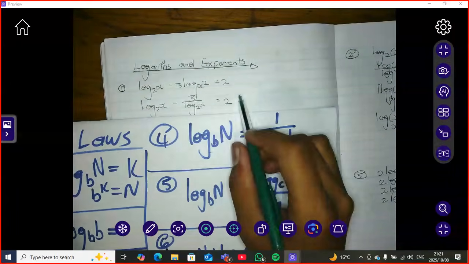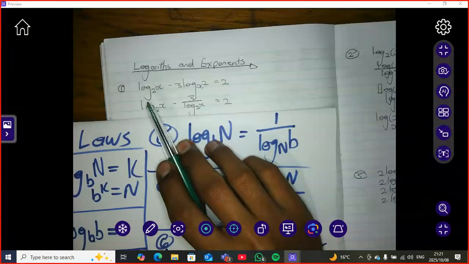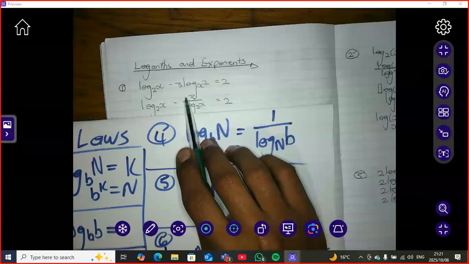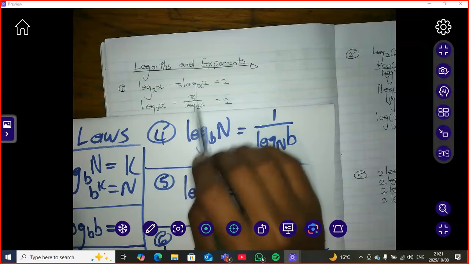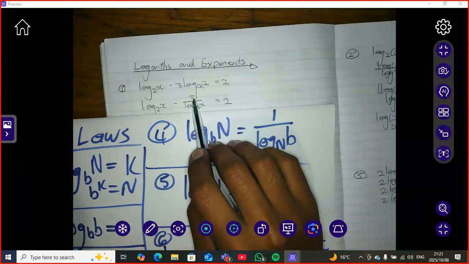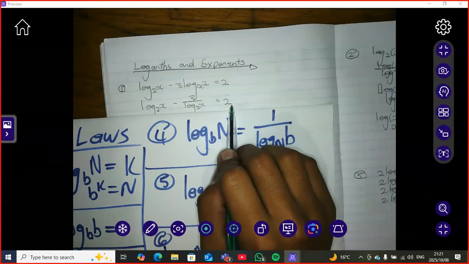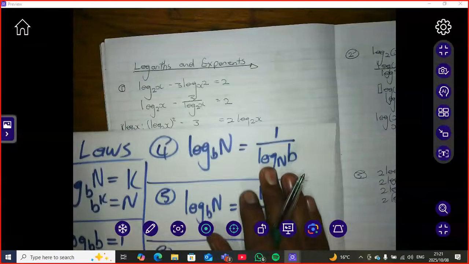throughout the entire equation. So log 2x multiplied with log 2x will give me log 2x in brackets squared. And then log 2x times this will leave me with negative 3. Log 2x times this will give me 2 times log 2x. There I have it.